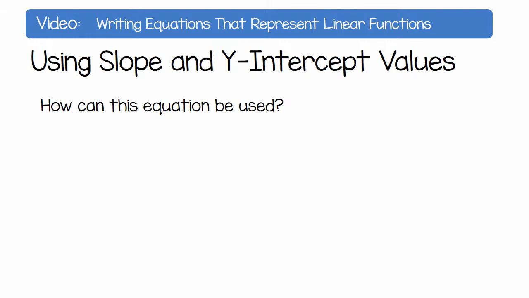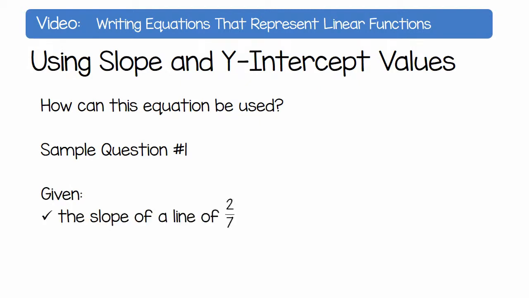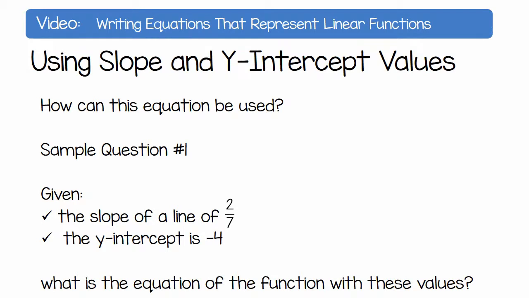How can this equation be used? Let's take a look at sample question 1 to find out. You are given that the slope of a line is 2 over 7. You're also given that the y-intercept is negative 4, and you're asked to find the equation of the function that has these values.